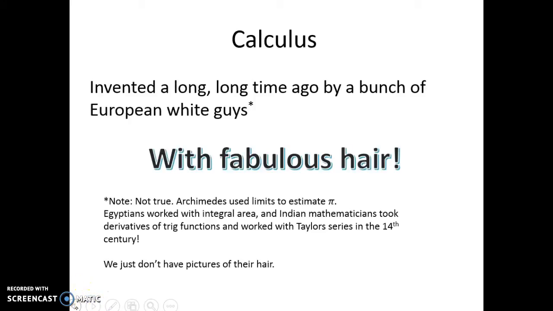Although that's not really true, because Archimedes, who was Greek, used limits to estimate pi. Egyptians worked with integral area, and Indian mathematicians took derivatives of trig functions and worked with Taylor series in the 14th century. We just don't have pictures of their hair.